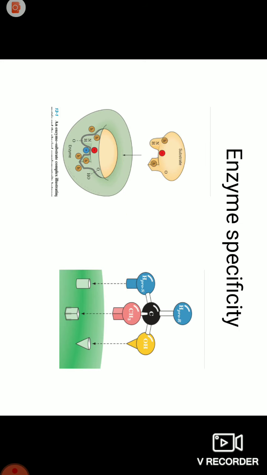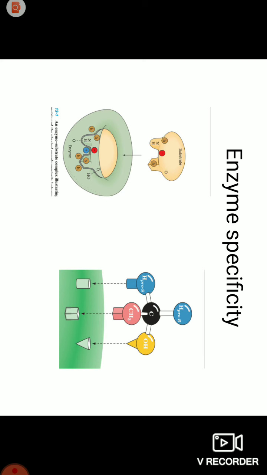So let us see what enzyme specificity is and why there is enzyme specificity. In this slide we have a substrate which has a particular structure. So let it be like this structure. Actually substrates won't be like this, it is just a pictorial representation.